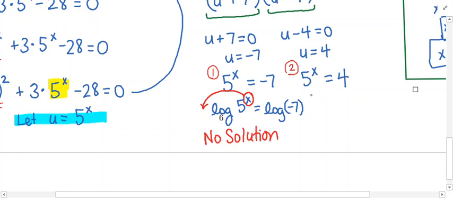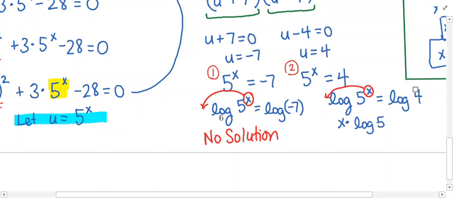Again, 5 to the x is the exponential term. It's isolated. I'm going to go ahead and take the log of both sides. So I get the log of 5 to the x is equal to the log of 4. This one looks like it's going to work out because we're taking the logarithm of a positive number. On the left, we've got the logarithm of something to a power. We're going to bring our power down, so we get x times the log of 5 on the left side, and that's got to equal the log of 4.